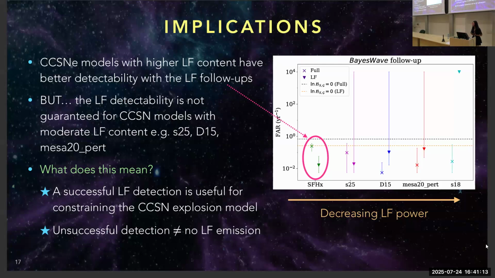So what does this mean? It means that a successful low frequency detection is actually useful for constraining these explosion models. But if there's an unsuccessful detection with this sort of follow-up analysis, then we can't really make a conclusive statement of whether or not low frequency exists.